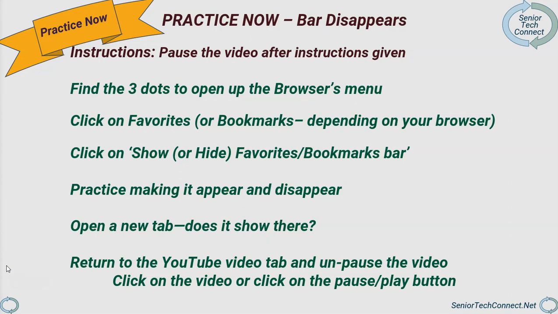Then come back to the YouTube tab and turn it off. Make it disappear so it's gone there. Then go back to a new tab. Is it there? Is it gone? And see what you can do with that, turning it on so it's on with a new tab. Maybe it's off everywhere, or maybe you want it always to show on every tab. Then go ahead and use your 3-dot menu, go to favorites, and click it so that it shows your bookmarks bar, or so that it doesn't. It's up to you. It's a personal preference thing. Perfect. Then you're going to come back to this video tab, and you're going to unpause the video, and we will finish up.